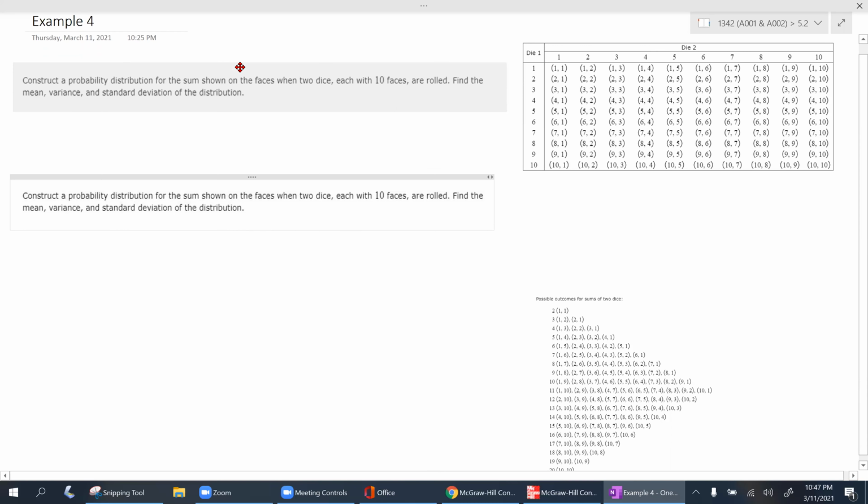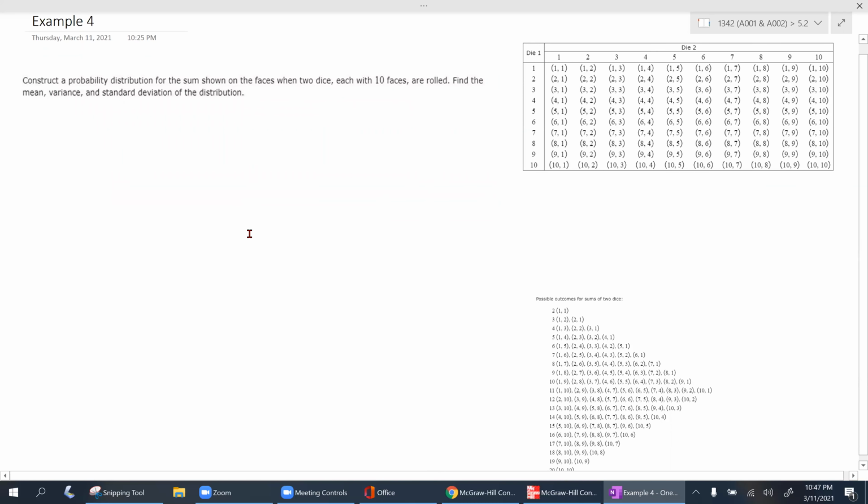Construct a probability distribution for the sum shown on the faces when 2 dice, each with 10 faces, are rolled. Find the mean, variance, and standard deviation of the distribution. So here, if you're watching the video, great. You don't have to draw this table. This is the benefit of watching the videos. Plus, you should be watching them.